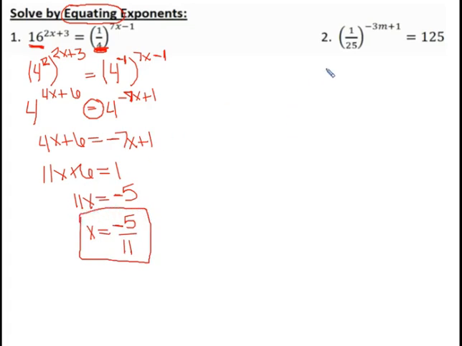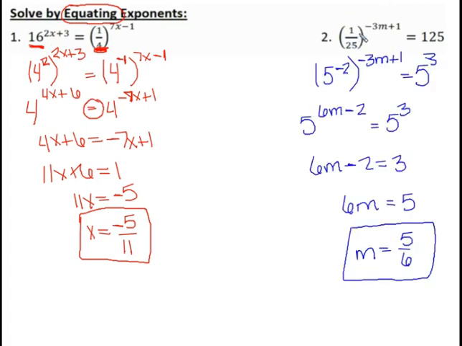So what I want you to do is pause the video and try number 2 on your own. Remember, our goal is to somehow get the same base, that way we can just focus on those exponents. Alright, so let's check it out and see how we did.